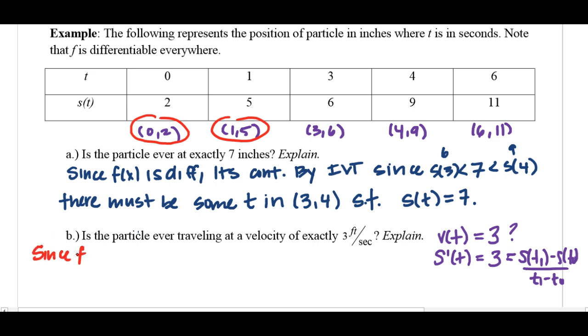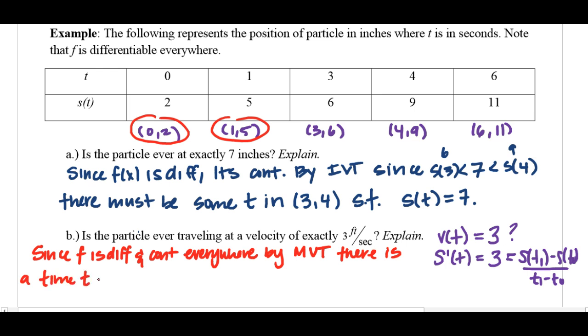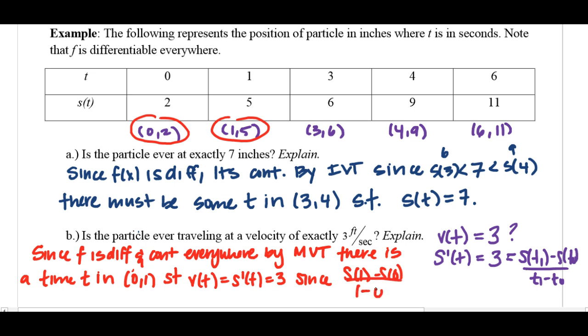So what we're going to say is, since f is differentiable and continuous everywhere, by the mean value theorem, by the MVT, there is a time t in the interval from 0 to 1, such that v of t, or s prime of t, equals 3, since s of 1 minus s of 0 over 1 minus 0 equals 5 minus 2 over 1 minus 0 equals 3 feet per second, because the units of position are in feet and the unit of time is in seconds, so this is feet over second, so 3 feet per second.